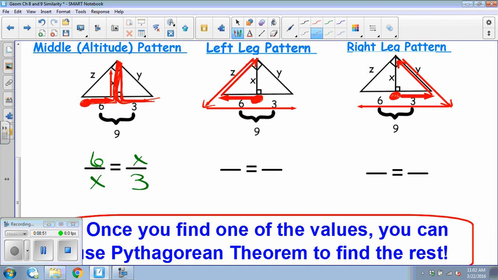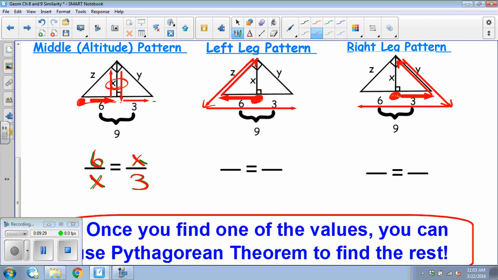Because I will know, that's a good question. How will I know to use that? Because you'll have something in that place right there. You can only use what you have. You understand? Sometimes you have more than one option. Sometimes you can use the left-hand pattern or the middle pattern. Okay? You use whatever you have enough information of to do. So like I said, you start here. It's 6 over X equals X over 3. Okay? And then you would cross multiply and solve.